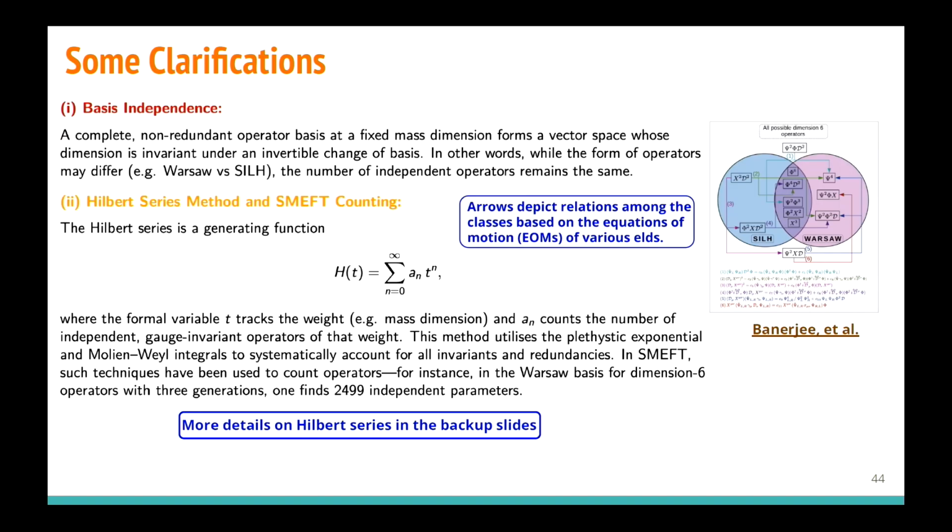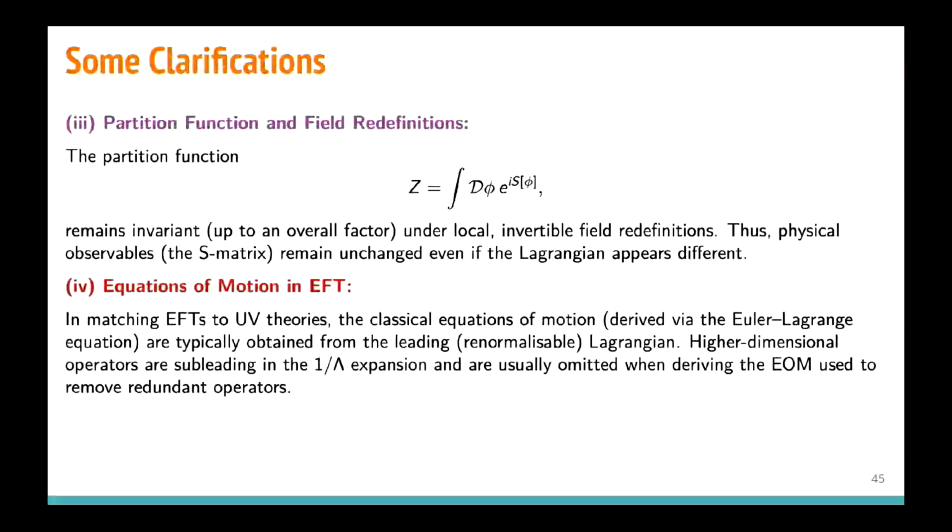This Molien-Weyl integral would include the group structure, so the gauge structure, while doing the integral, and it would include all the invariants and would remove all such redundancies. So that's the beauty of this method. And by doing this calculation in the standard model effective field theory, for instance, in the Warsaw basis for dimension 6, we get 2499 independent parameters with 3 generations of fermions.